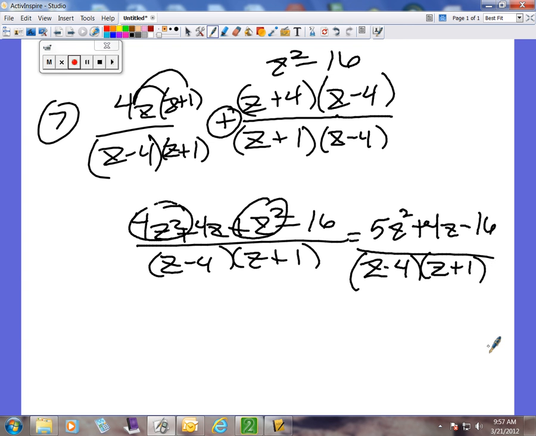How many got that right? Just checking. 2 people. Okay. Again, if you can't recognize this, FOIL it. You'll get the same thing. Distribute, FOIL, and you'll get the same answer on top. All right, let's do number 8.